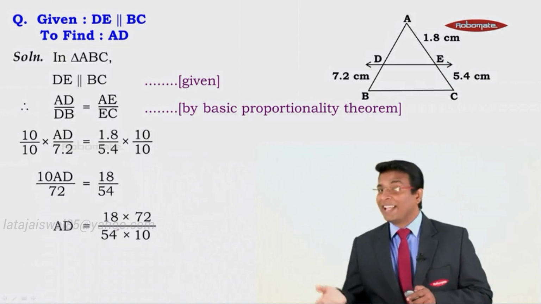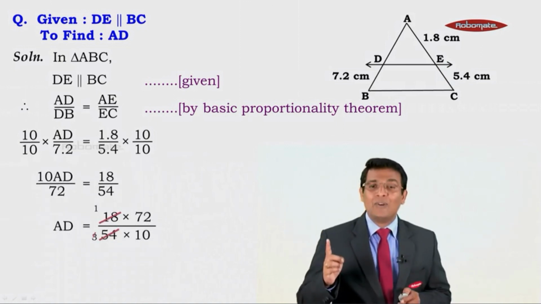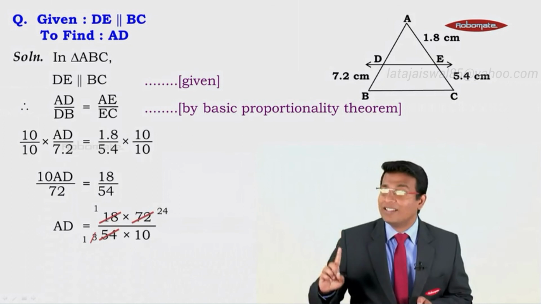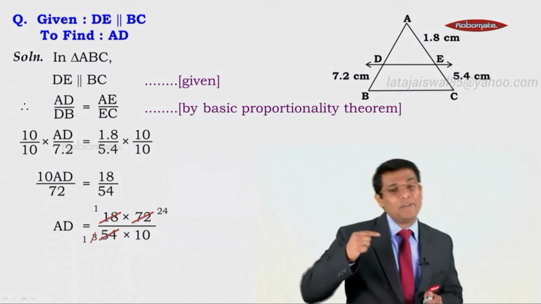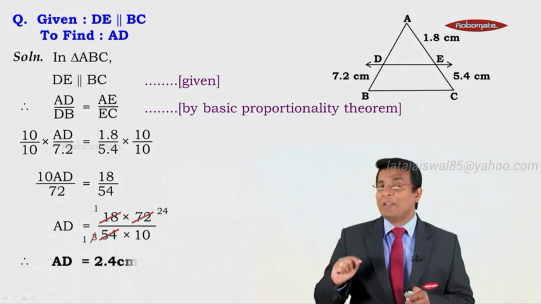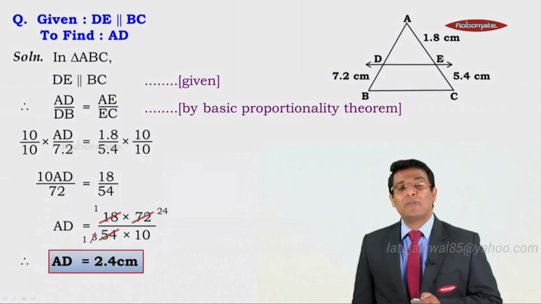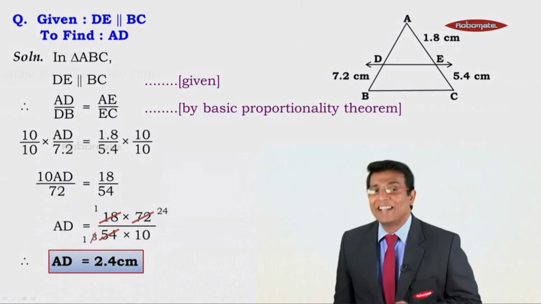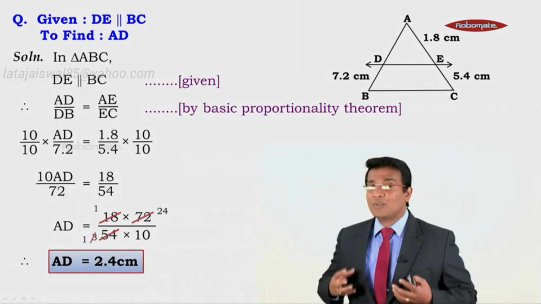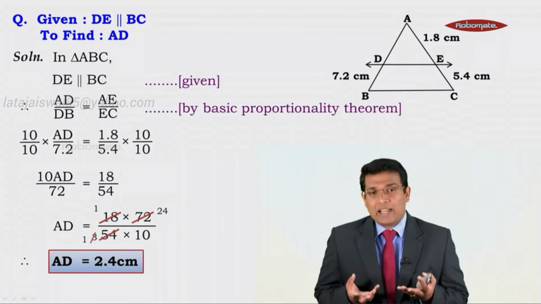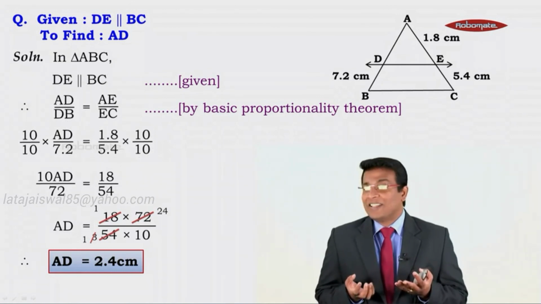Easy. Now we can do the cancellation there. So it is 18 ones are 18, threes are 3, ones are 3, 24s are 24. That means we have 24 upon 10. That means we know the length of AD is nothing but 2.4 centimeter. That was the sum. So we now understood how to apply BPT, right? Wasn't that easy? Simple sum, right?